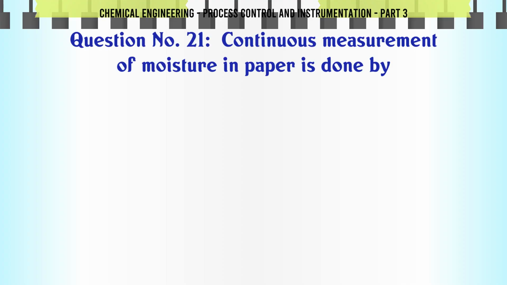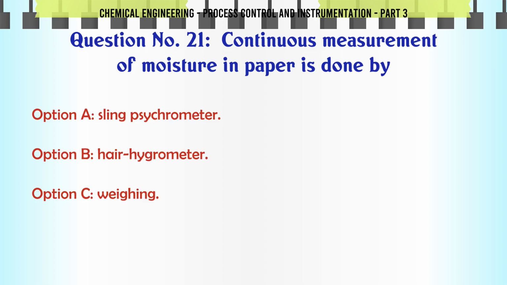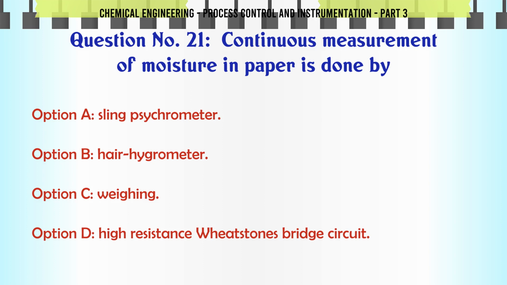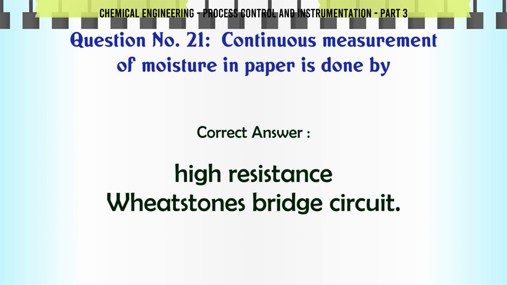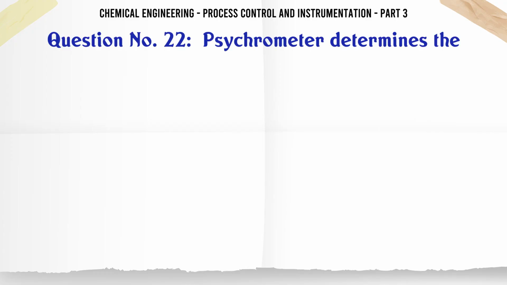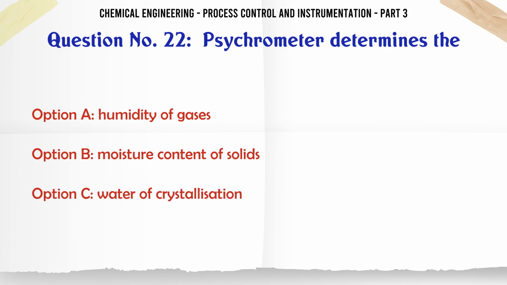Continuous measurement of moisture in paper is done by: A. sling psychrometer, B. hair hygrometer, C. weighing, D. high resistance Wheatstone's bridge circuit. The correct answer is high resistance Wheatstone's bridge circuit. Psychrometer determines the: A. humidity of gases, B. moisture content of solids, C. water of crystallization, D. hygroscopic nature of solids.